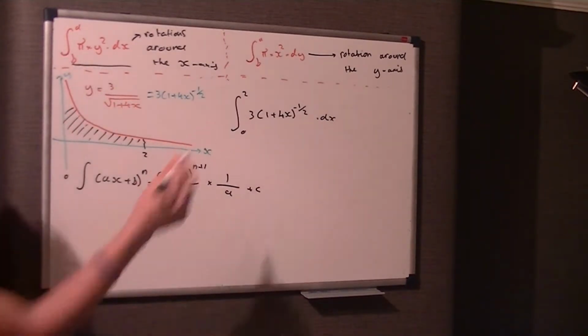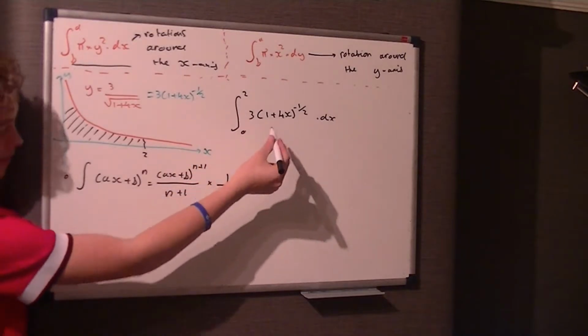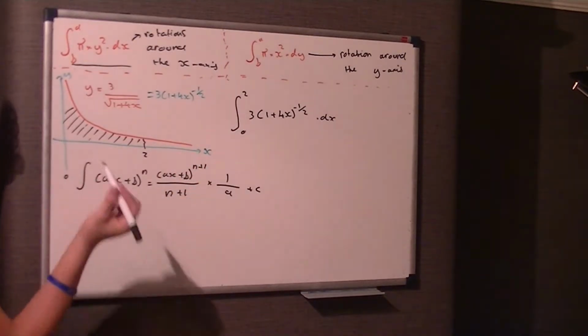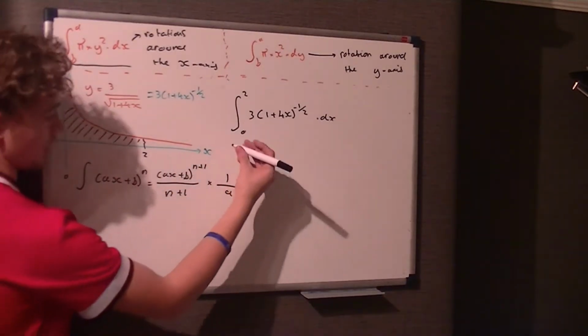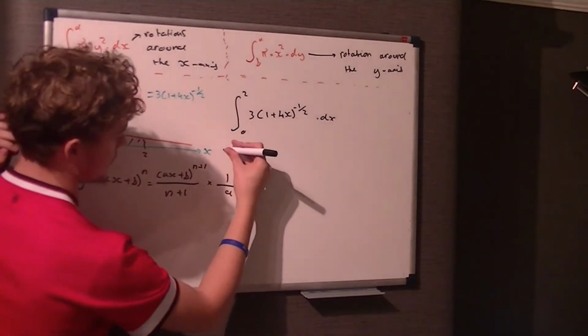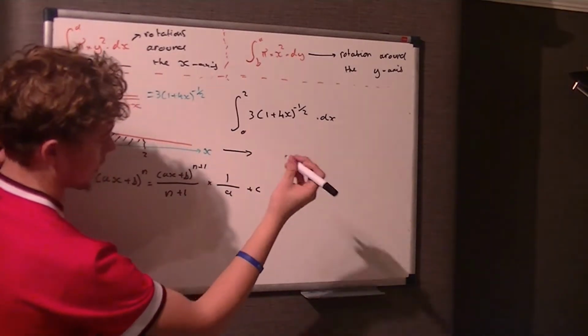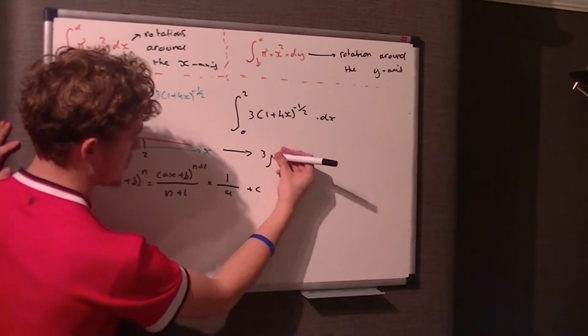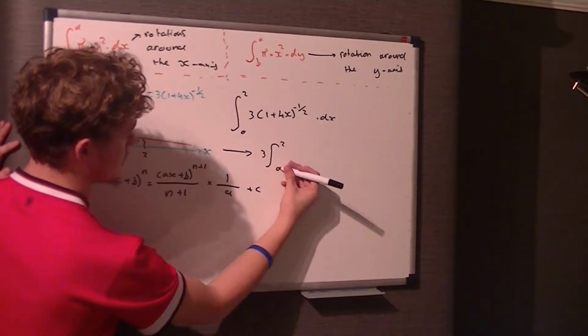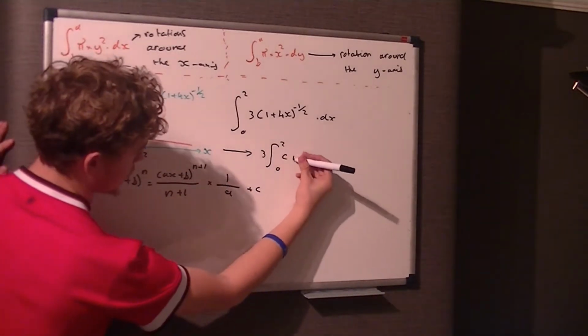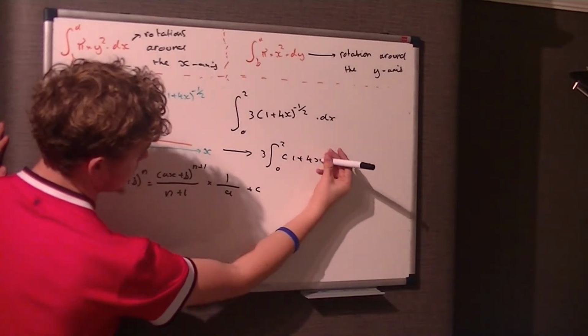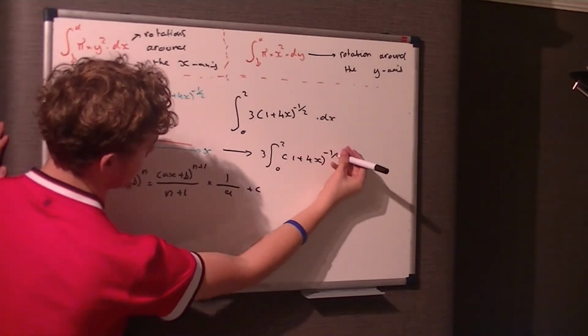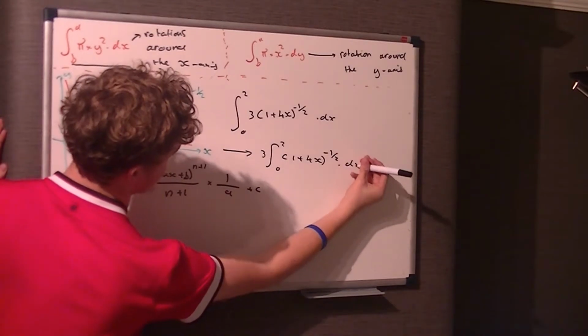Now we've got a little bit of a problem here because this is 3 times this, but we don't need to do anything really in terms of additional maths. We just need to bring the 3 in front of the integral because we're not integrating the 3, we're not bothered about that. Then we have the integral from 2 to 0 of 1 plus 4x all to the power of negative a half with respect to x.